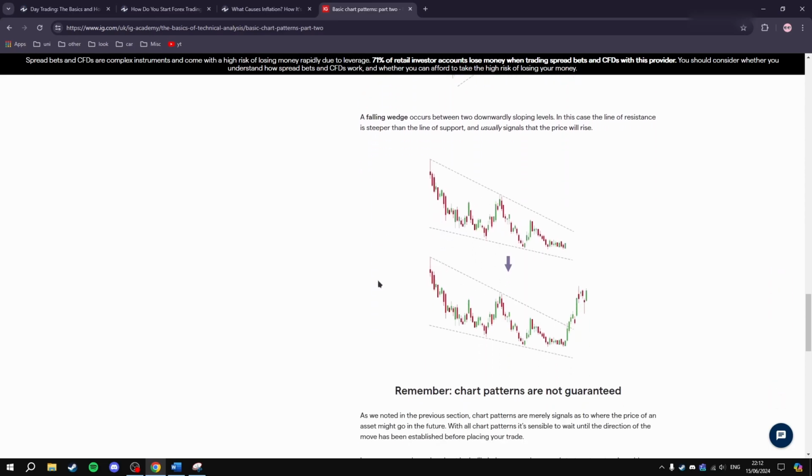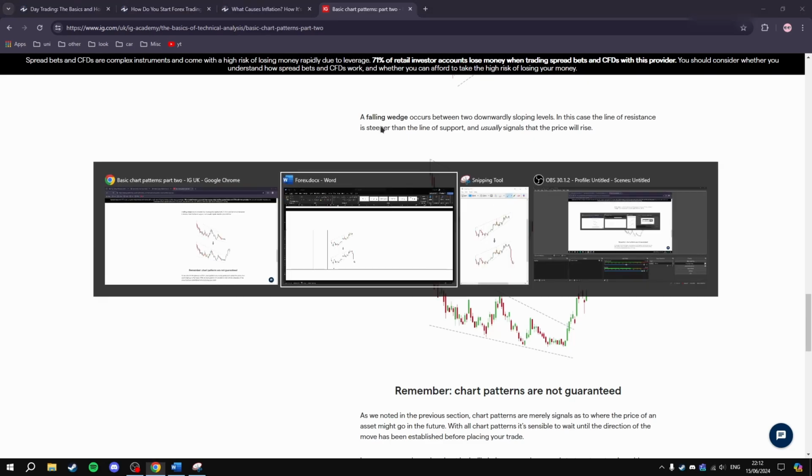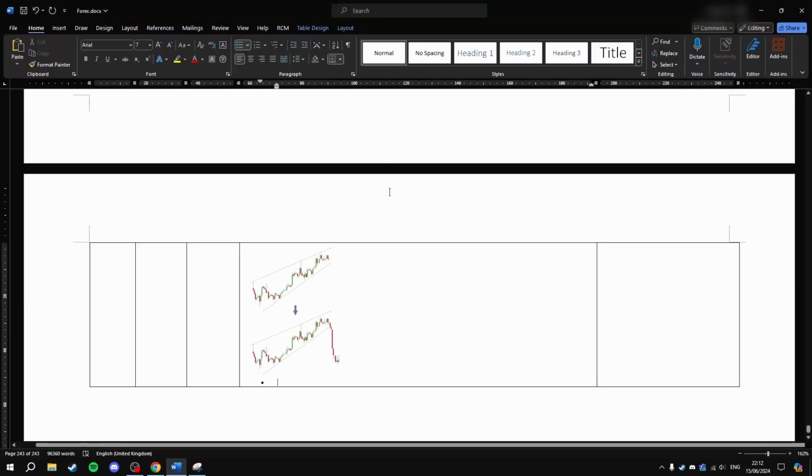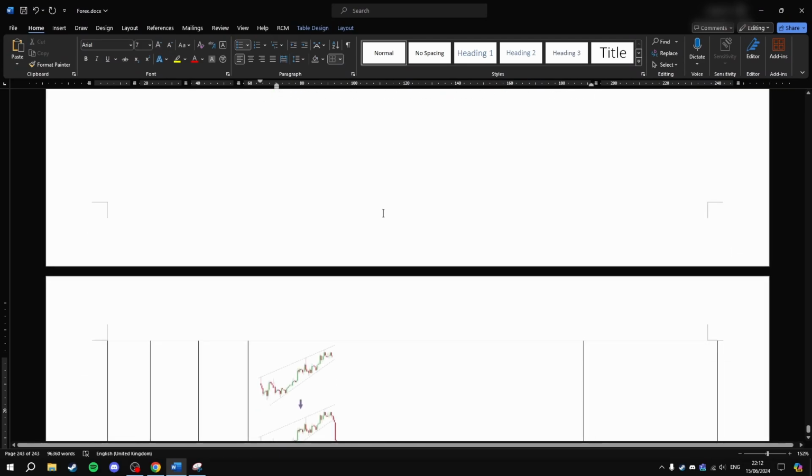A falling wedge occurs between two downwardly sloping lines. In this case, the line of resistance is steeper than the line of support, and usually signals that the price will rise. So the falling wedge is basically the opposite of the rising wedge.